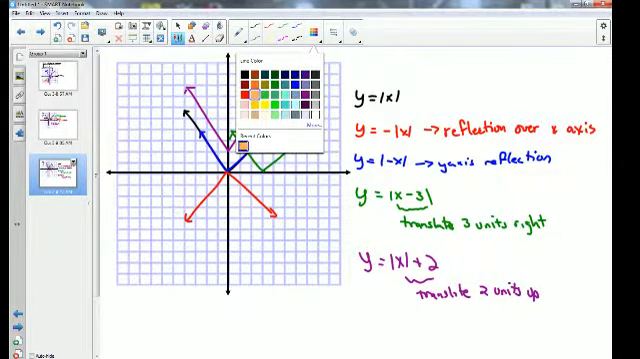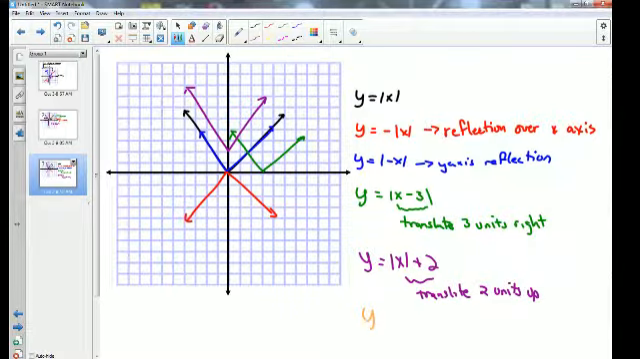Orange. Okay. Y equals... What's that going to do? Widen that? No, it does not make it fatter. That's the other common mistake. It makes it skinnier. Okay.